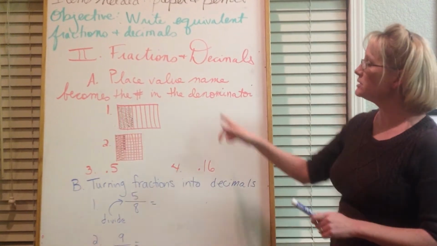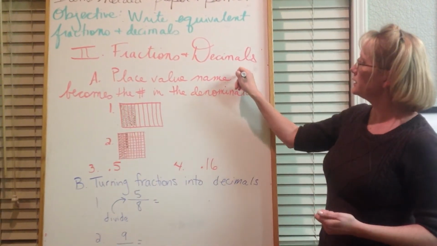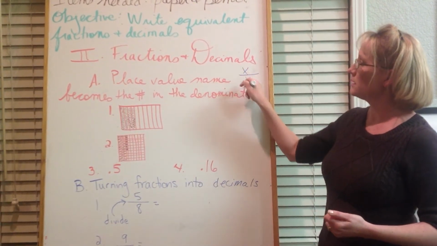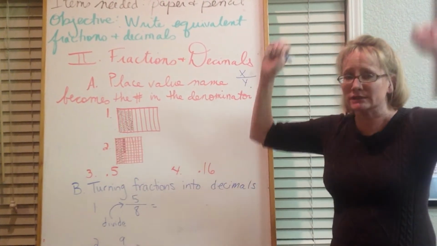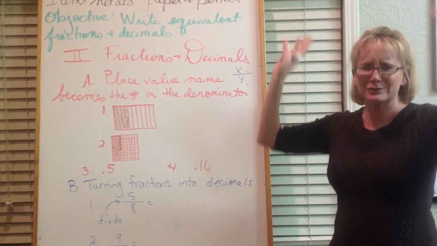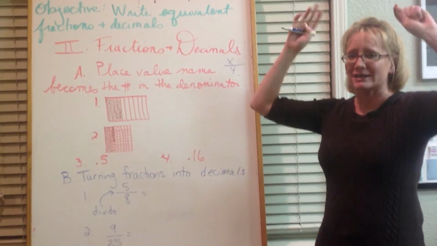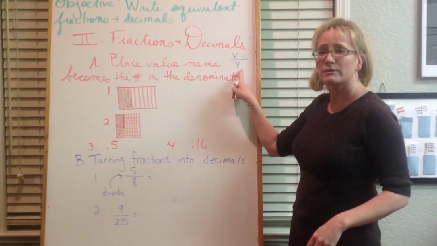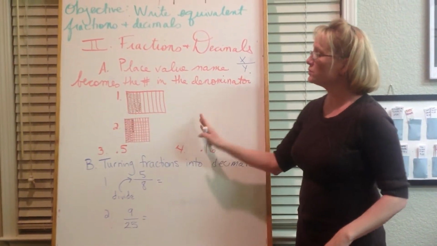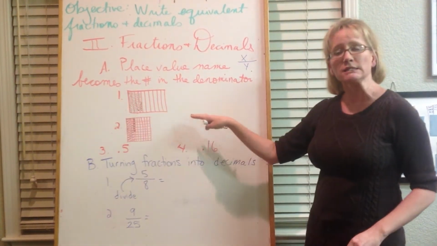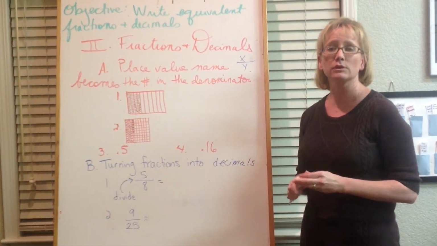And what does that mean? Remember, the denominator is the bottom number in the fraction. The denominator, remember, it's the wrestler guy who holds up the little denominator. Okay, so this is the bottom number right here. So what we need to do is we're going to look at some shapes like this and figure out the fraction and the decimal equivalent.